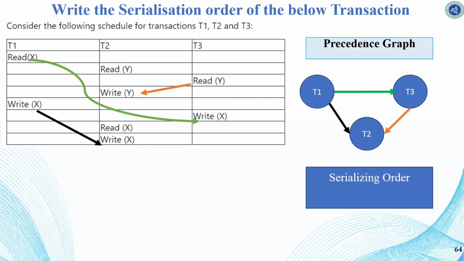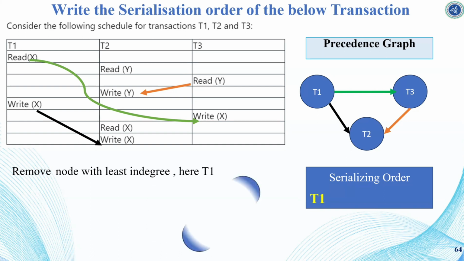Here we need to find the node which has the lowest in-degree. This is T1, right? Remove the node from the graph which has the least in-degree. So first we have to remove T1. The first transaction in the serialization order will be T1, the first transaction to be executed. After removing T1, your graph will look like this.